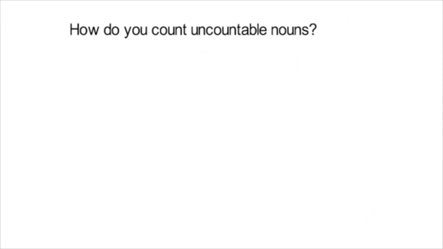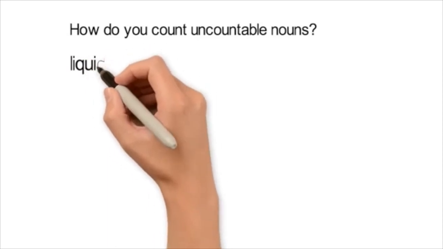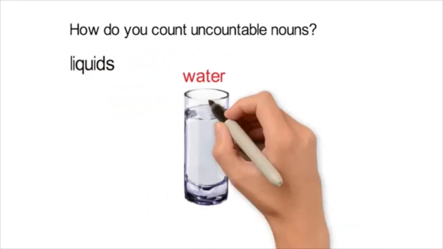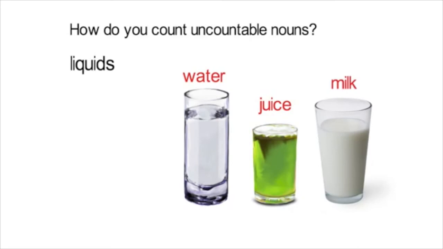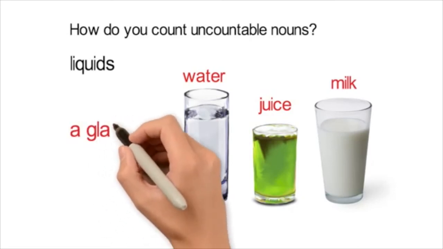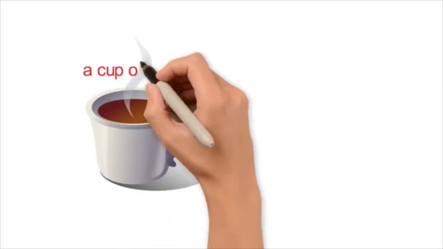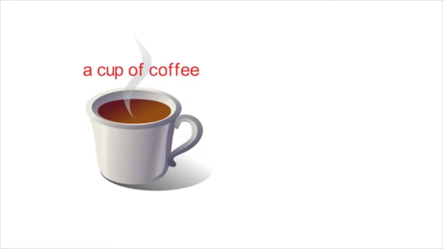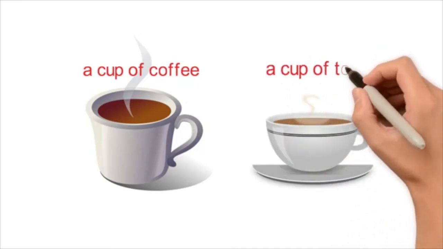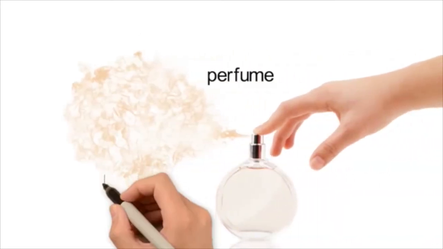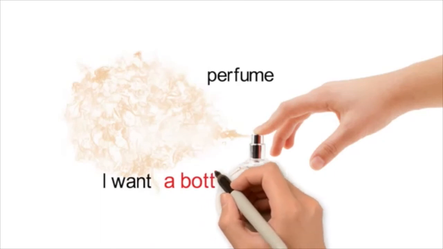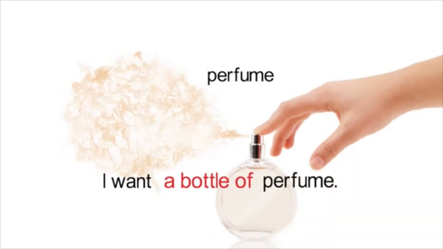So if you want to count liquids such as water, juice, or milk, you would say, "Can I have a glass of water?" Or "Can I have a glass of juice?" You could also say, "I want a cup of coffee," or "a cup of tea." You can count other liquids like perfume, and you could say, "I want a bottle of perfume."